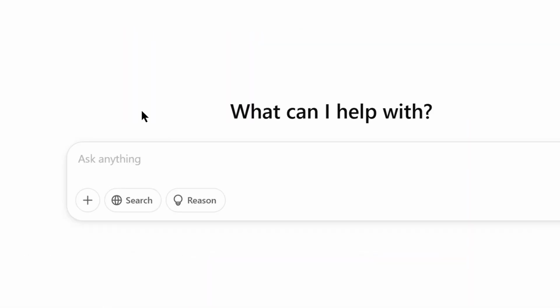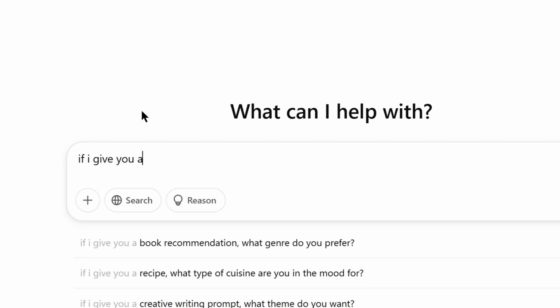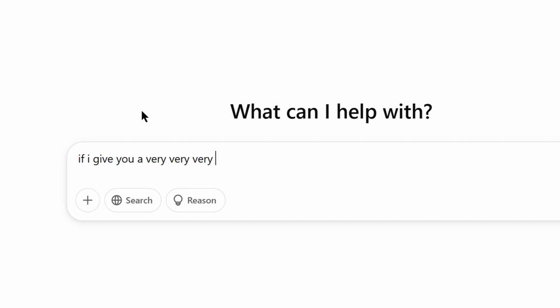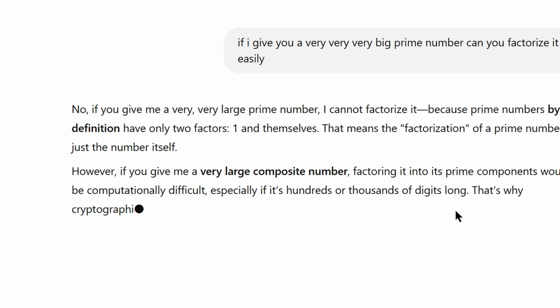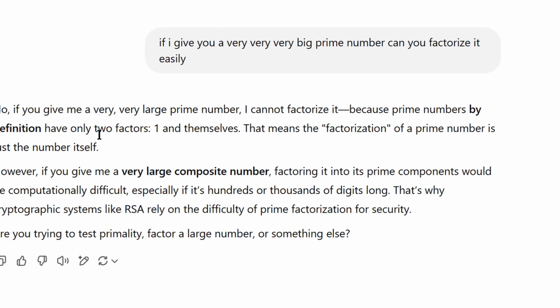So if I give you a very, very big prime number, can you factorize it easily? You see the answer? No. If you give me a very big prime, I cannot factor it, because prime numbers by definition have only two factors. However, if you give me a very large composite number, factoring it into primes is hard. That's why cryptographic systems like RSA rely on the difficulty of prime factorization for security.